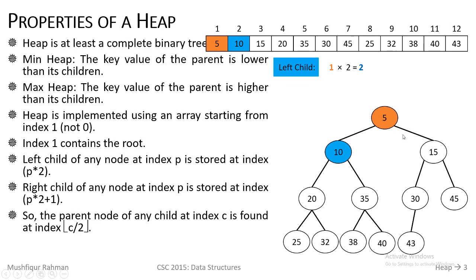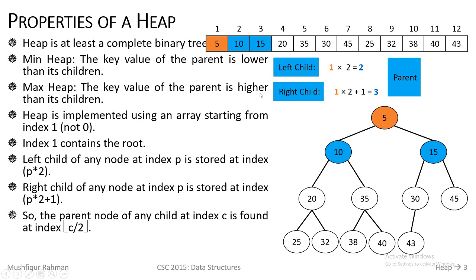Here, the parent is 10 at index 1. Why? Because p is 1, so the left child is p times 2, which is 2 times 1, so index 2 is 10. The left child is p times 2, and the right child is p times 2 plus 1. The right child is then 1 times 2 plus 1, which is 3. So index 3 will be 15.